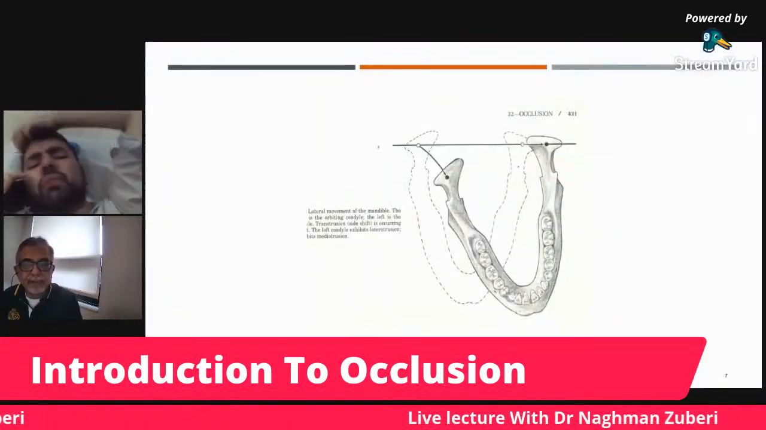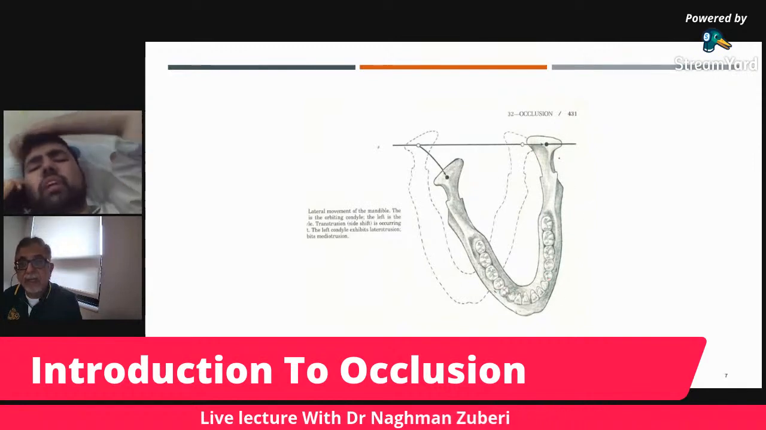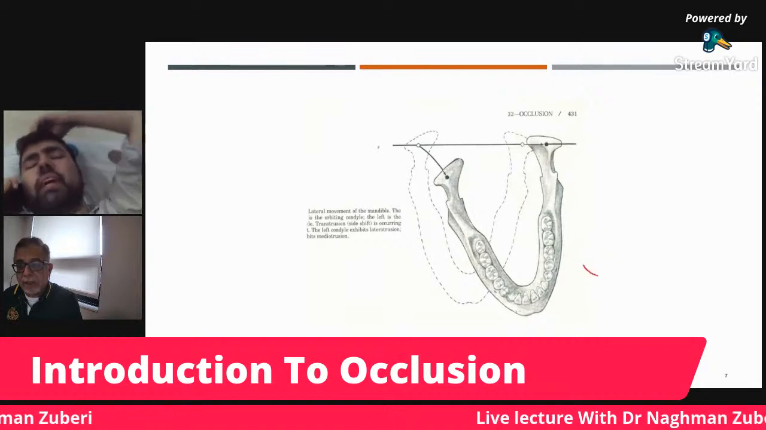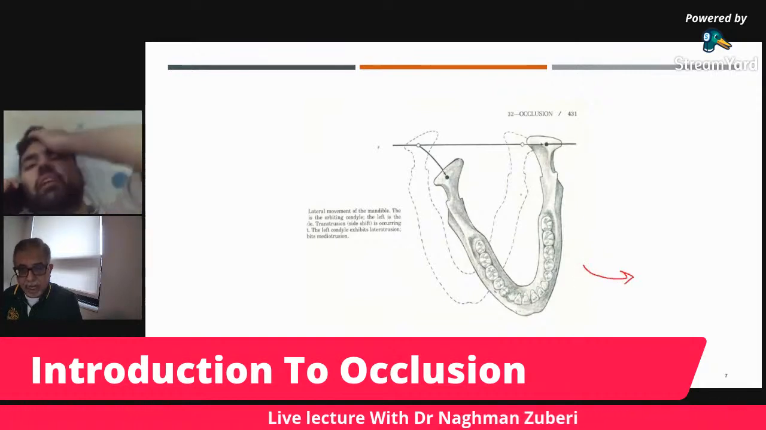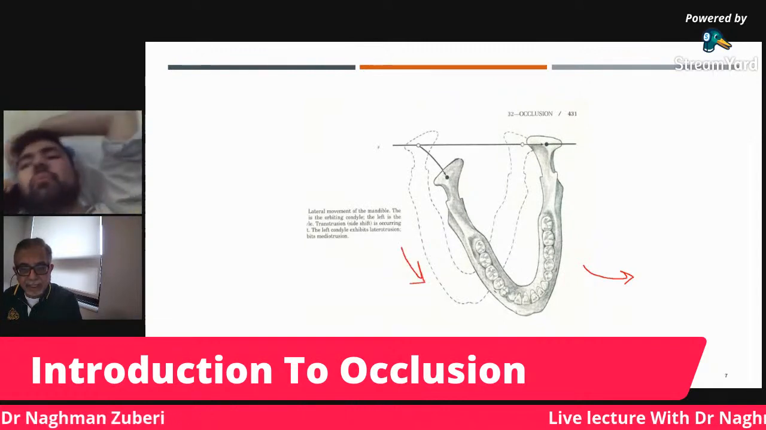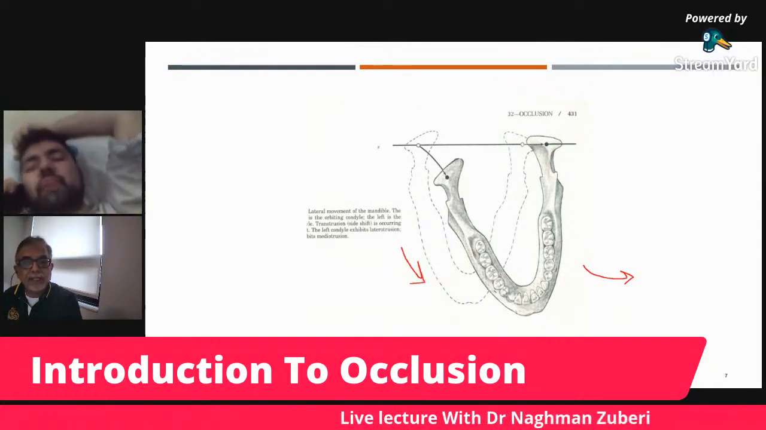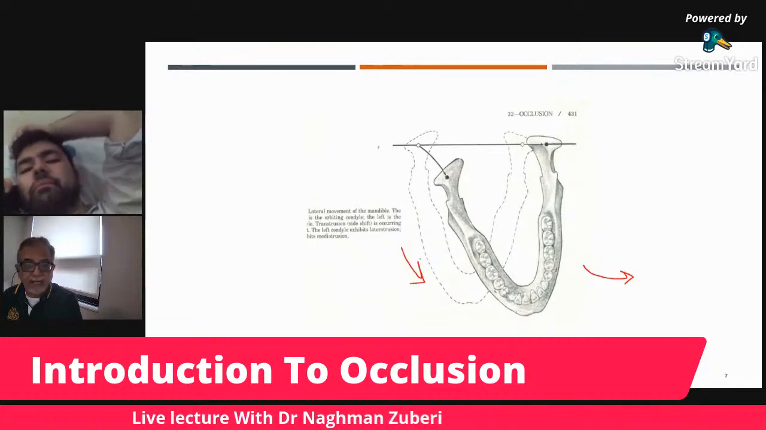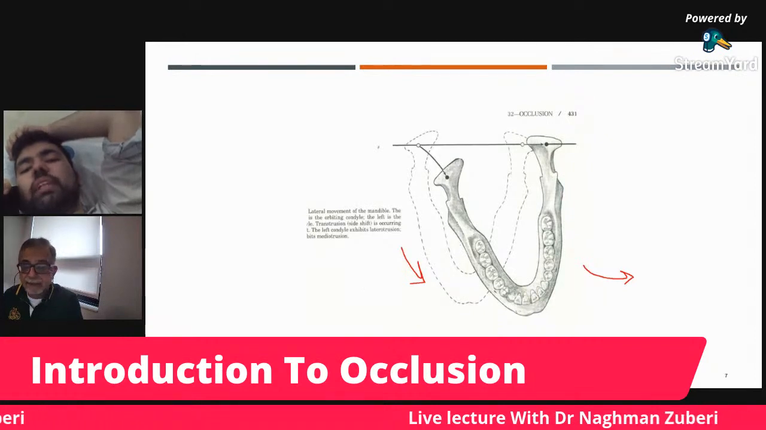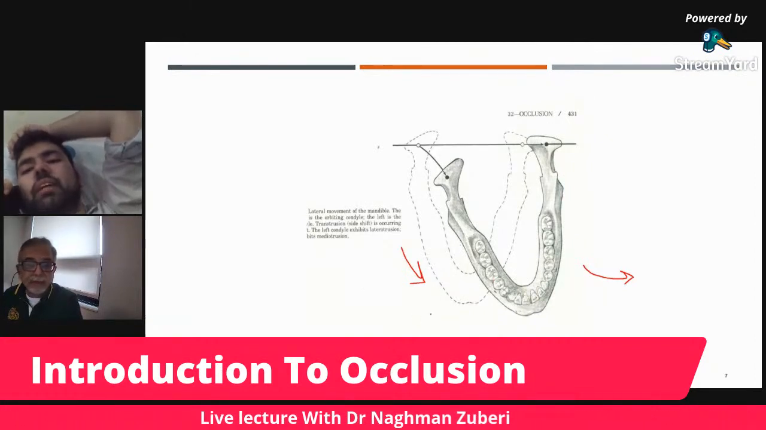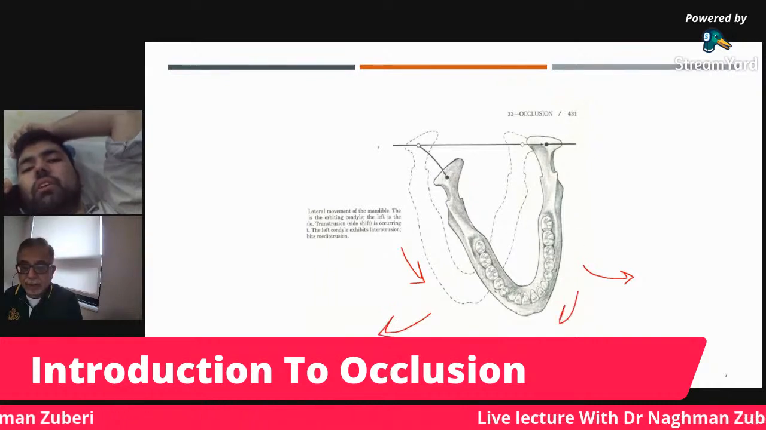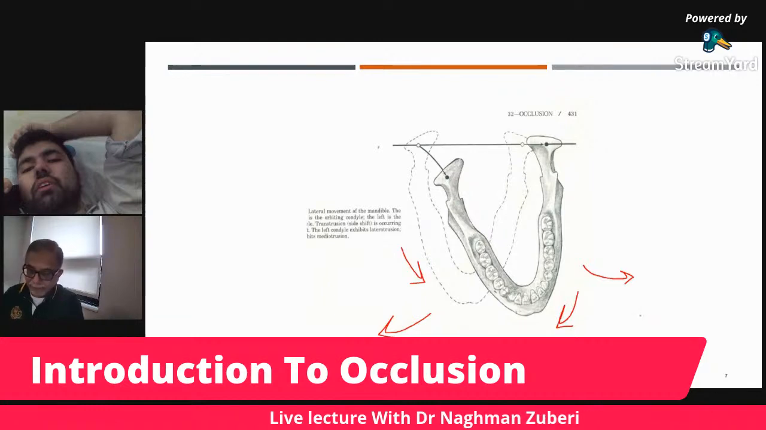Now I will go back to this picture again. This one, the working condyle, is going into laterotrusion, away from the midline, and this one is going towards the midline, so it is in mediotrusion. If it is on the other side, this side will become the working side, then it will go into laterotrusion, and this side will go into mediotrusion.